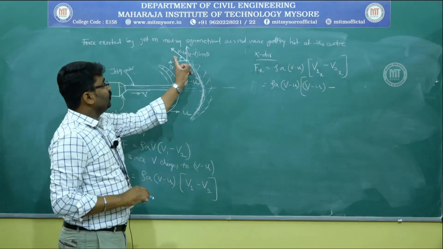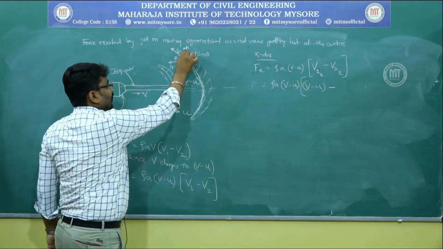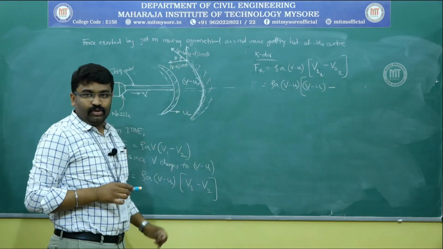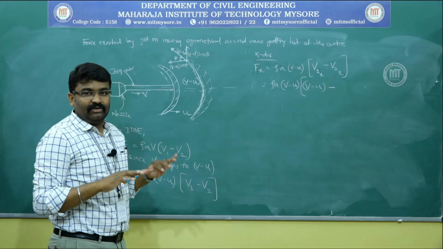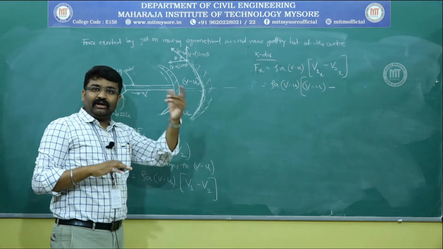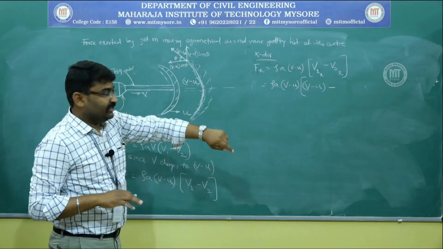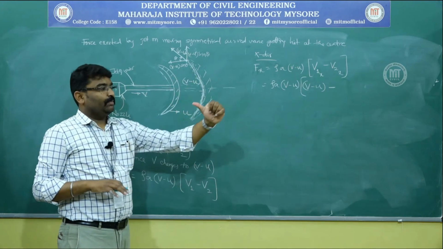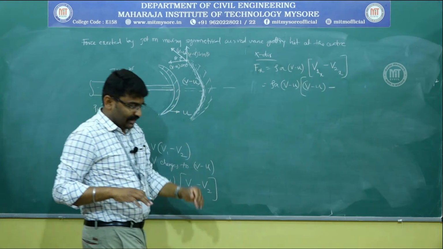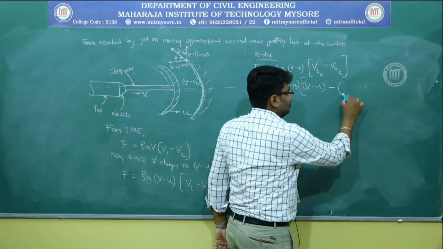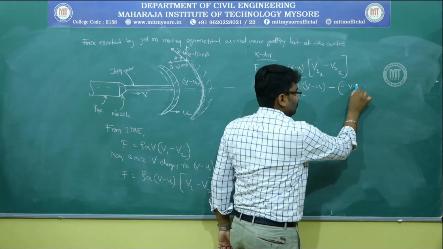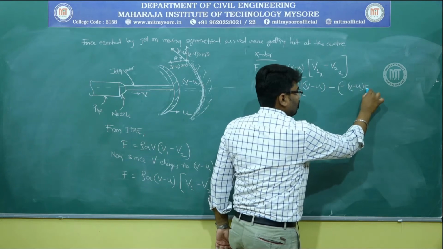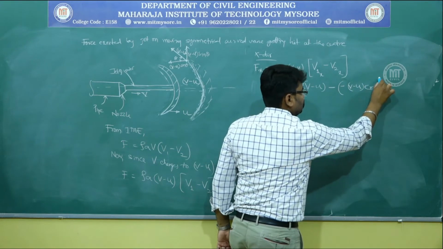What is v2? v2 is the final velocity, and that is nothing but equal to v minus u, but neither in horizontal nor in vertical direction. So I have resolved that into two components, of which the horizontal component is v minus u cos theta, but traveling in the negative x direction. So this has to be written as minus v minus u cos theta.